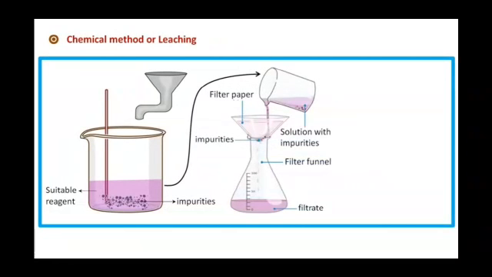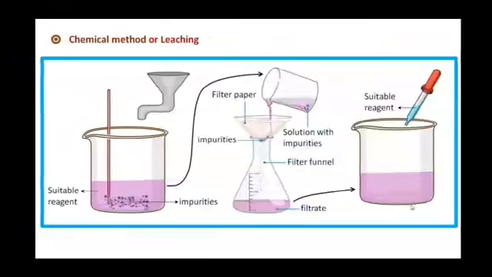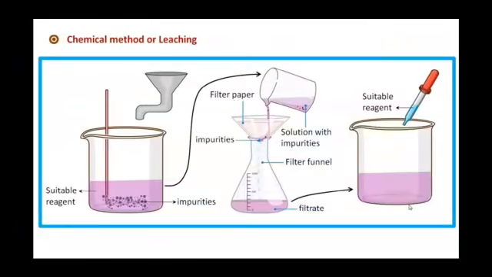Then the solution with the impurities should be filtered using a filter paper. On filtering, impurities will stay in the filter paper and the filtrate containing ore will get collected in the conical flask. Now, let's see how to separate the ore present in the filtrate.